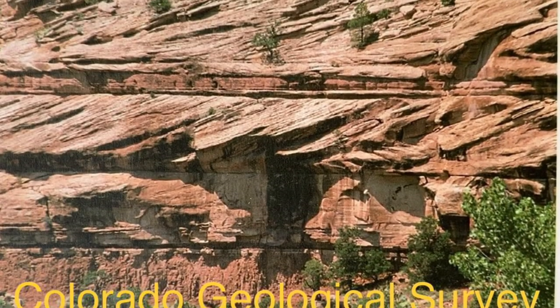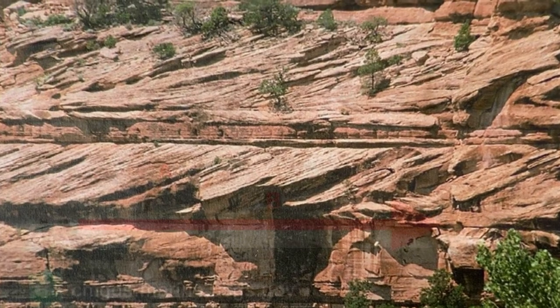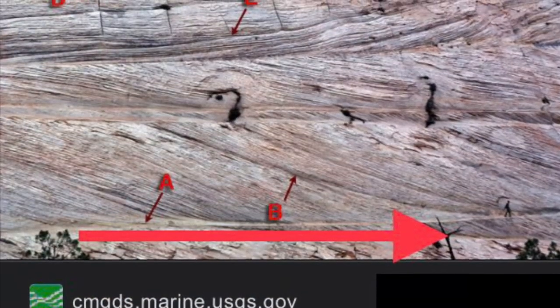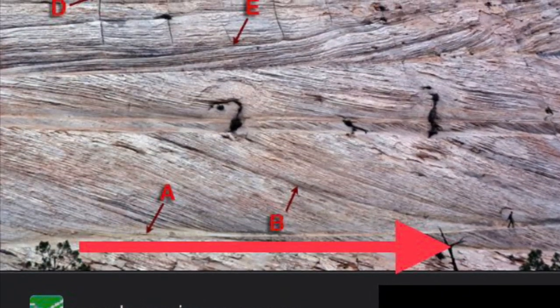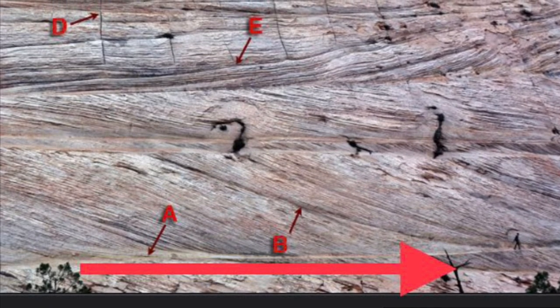And these look like the flow pattern is all from right to left. Here's the flow pattern from left to right. I say flow pattern, but these are all formed by wind instead of water.